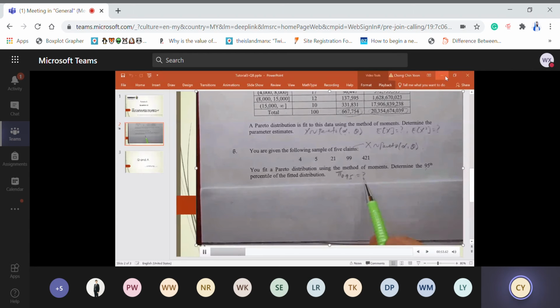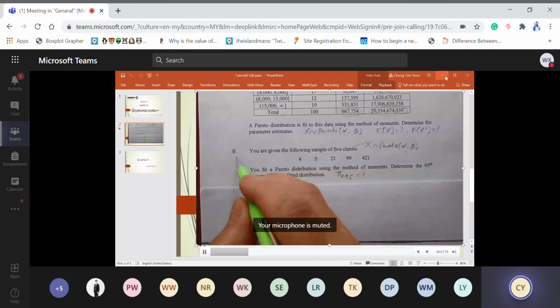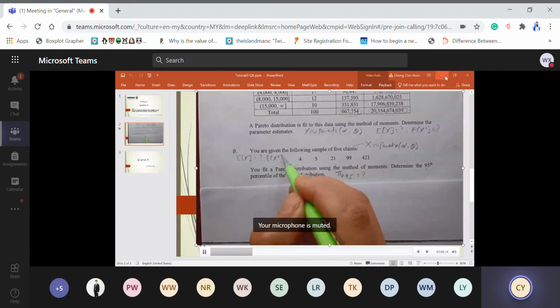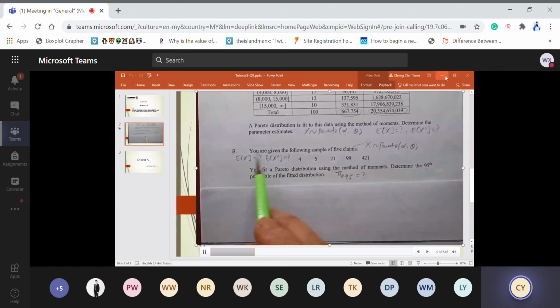In order to solve this problem, we have to calculate the first raw moment and also the second raw moment from this sample, and compare them with the first and second raw moments from Table C for the Pareto distribution. Then we can estimate the parameters alpha and theta, and this problem is solved.